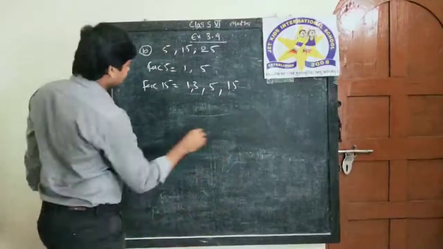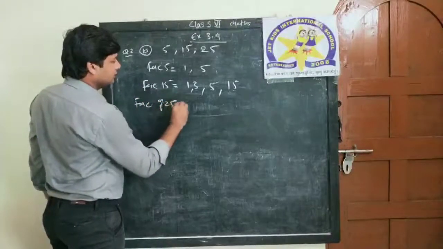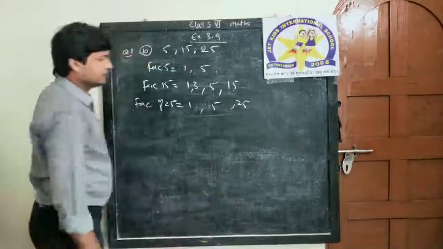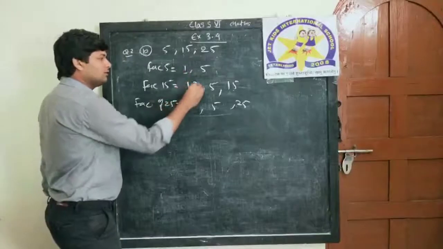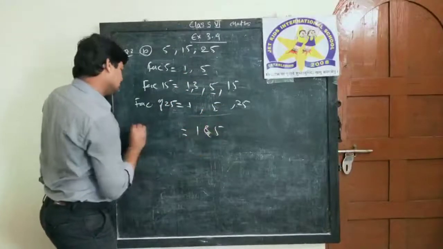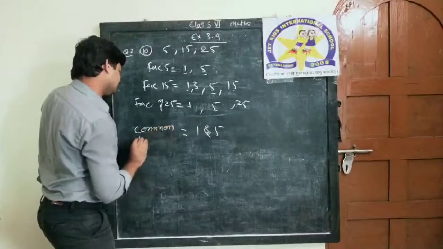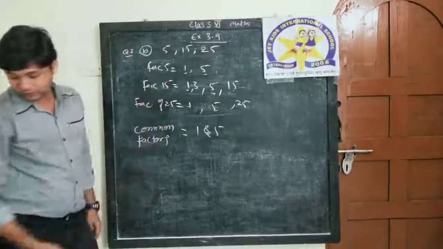Clear? Then again, factors of 25: 1, 25, then 5. Clear? So, do we have a common factor here? Yes, 1, 1, 1, then 5, 5, 5. 1 and 5 are the common factors of 5, 15, and 25.